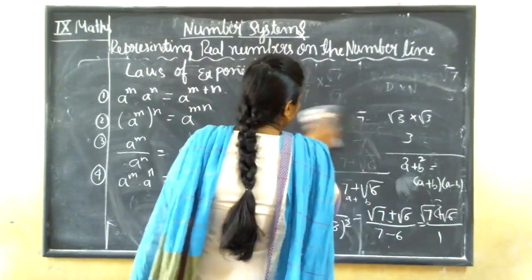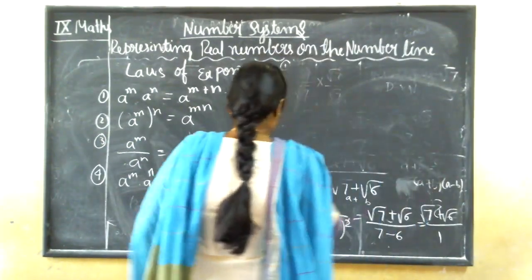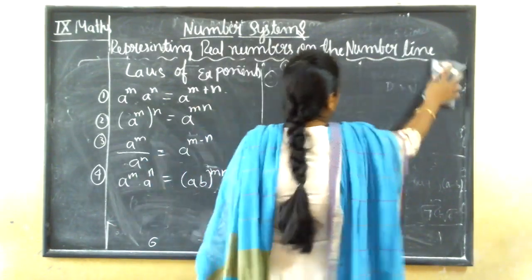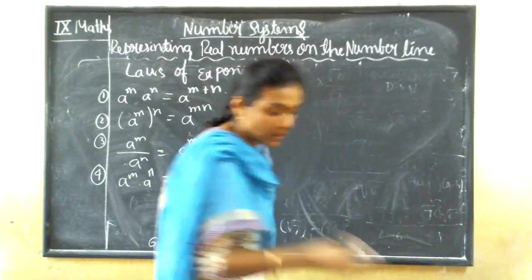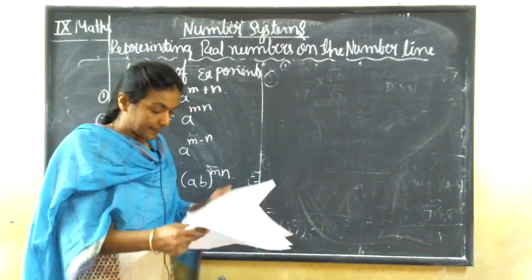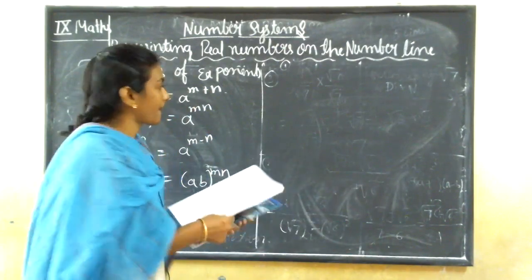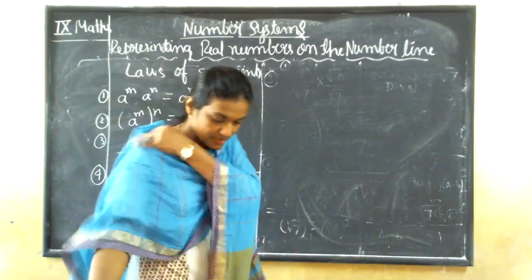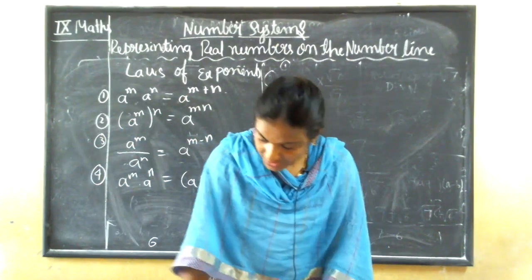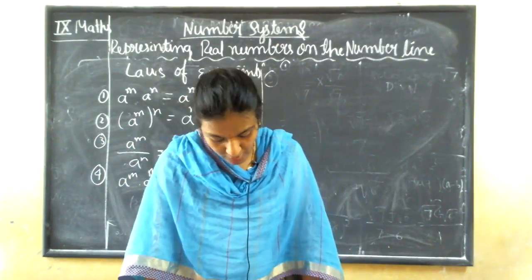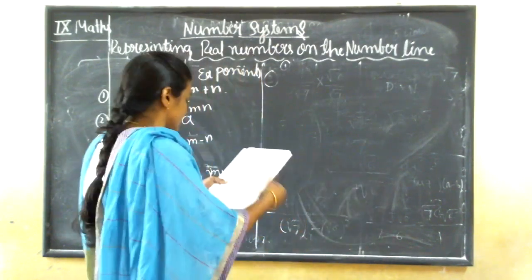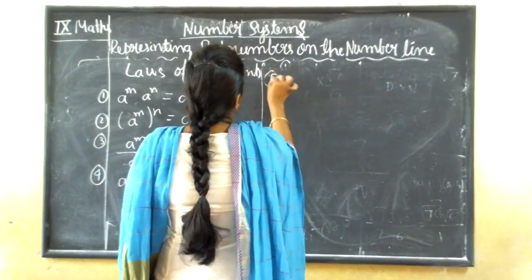We'll solve a few problems based on this. Clear? Okay. So in the exercise point only, let me take the problems. There is no new concept here. We learned this one in a previous class, but it is very related to the number system. It is given here. So exercise 1.6.